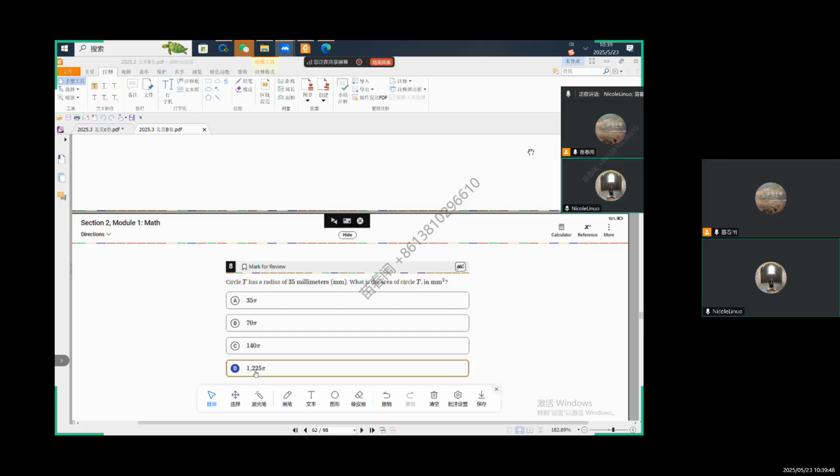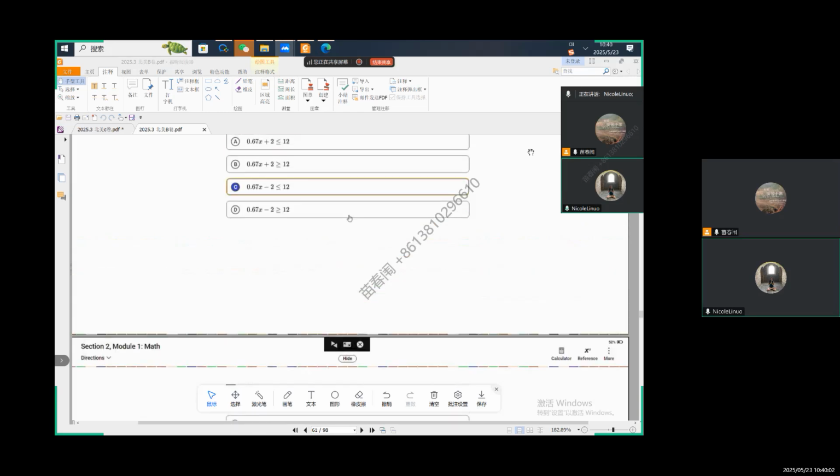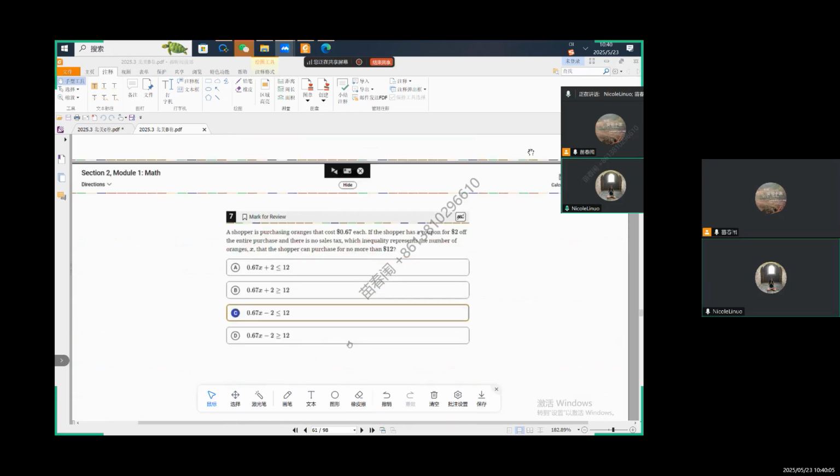Let me see. Oh yeah, just converting. Wait, circle. Oh no, it's okay. Okay, use the formula. It's okay. The circle area formula, yes, r squared, right? Yeah.